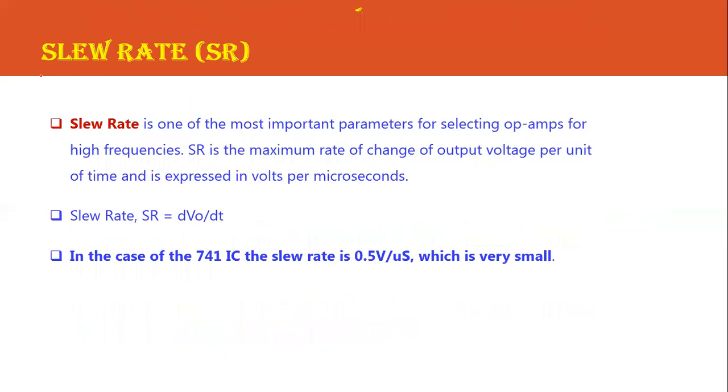Next one is slew rate. We have discussed slew rate earlier. It is one of the most important parameters for selecting op-amps for high frequencies. Slew rate is defined as the maximum rate of change of output voltage per unit time and is expressed in volts per microsecond. It is denoted with SR, which is equal to dV0 by dt. Generally for IC741, the slew rate is 0.5 volts per microsecond, which is a very small value.